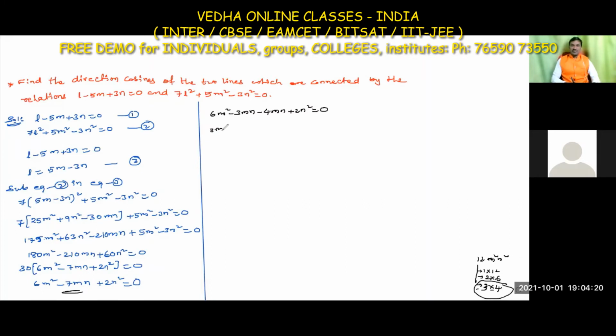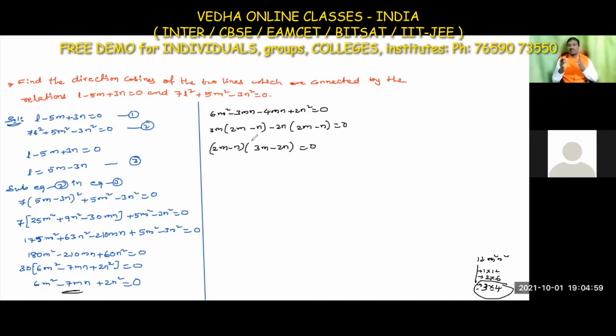Take 3m common. If you take 3m common, 6m square becomes 2m, and 3mn becomes n, leaving 3m times (2m minus n). In the other two terms, 2n is common. If you take 2n common, the remaining is 2m minus n. We already took minus common, so minus into minus becomes plus. Now in both the terms, 2m minus n is common. So take it common, then the remaining is 3m minus 2n, equals 0.